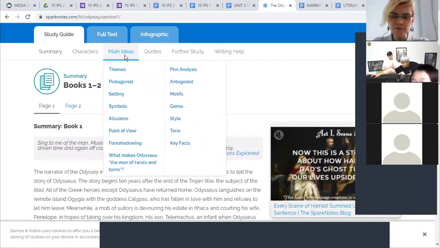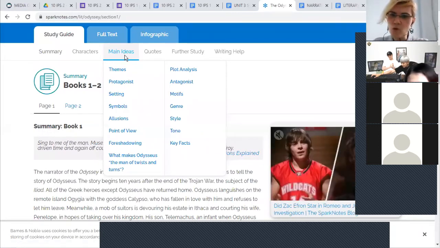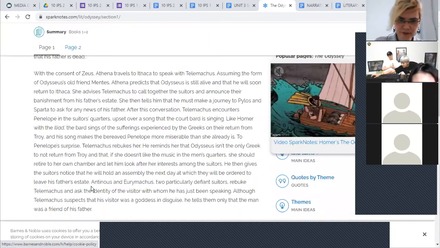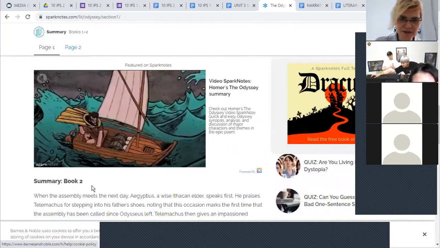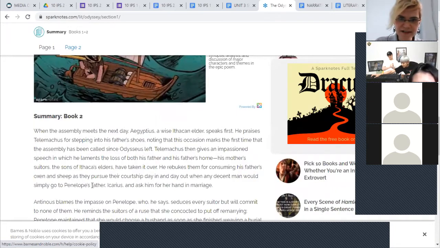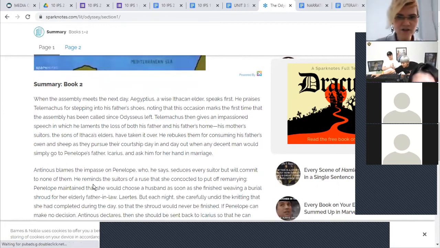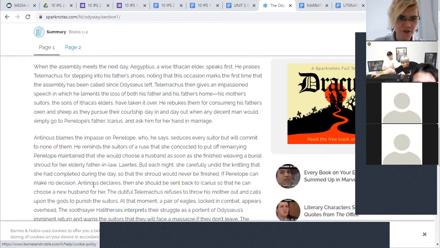Here it also talks about the plot analysis, antagonists, the motives. So, guys, just take some time to look at that. In the first one, we watched the video already last week. Next week or so, we're going to watch another video. There are 3 videos I want to watch with you about the Odyssey. You can also access it yourself, but we're also going to do that together.